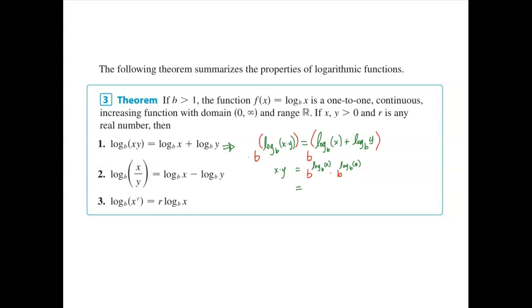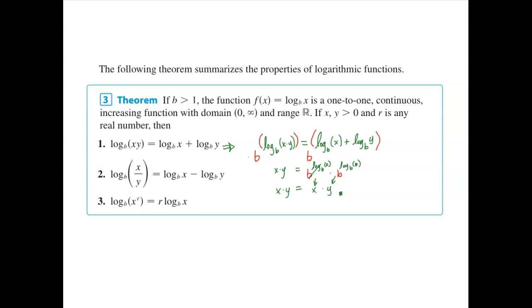So b to the power log base b of x is just going to simplify to the argument x, times b to the power log base b of y is just going to simplify to the argument y, and I end up with x times y equals x times y, which is an identity, and thus I have proved the formula.